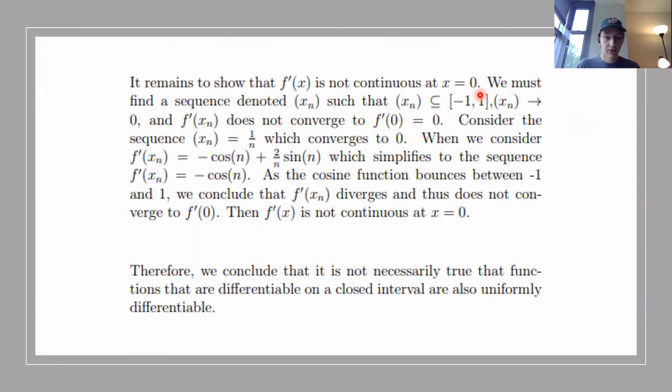So we consider the sequence x of n equals 1 over n, which converges to 0. When we consider f prime of x of n, it simplifies down to negative cosine of n, plus 2 over n times a sine term. Going further out, that second term becomes 0, so it goes away. So we only have negative cosine of n, and this will bounce between -1 and 1, right? So we know that f prime of x of n is going to diverge. So f prime is not continuous at x equals 0 because we're able to find the sequence. Therefore, we conclude that it is not necessarily true that functions that are differentiable on a closed interval are also uniformly differentiable.